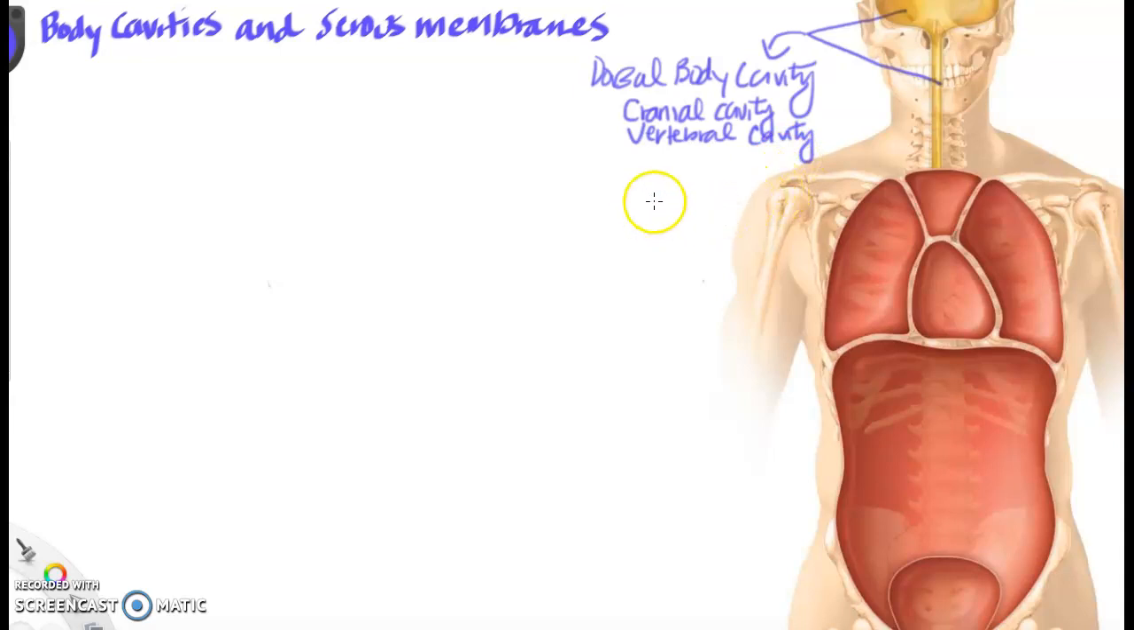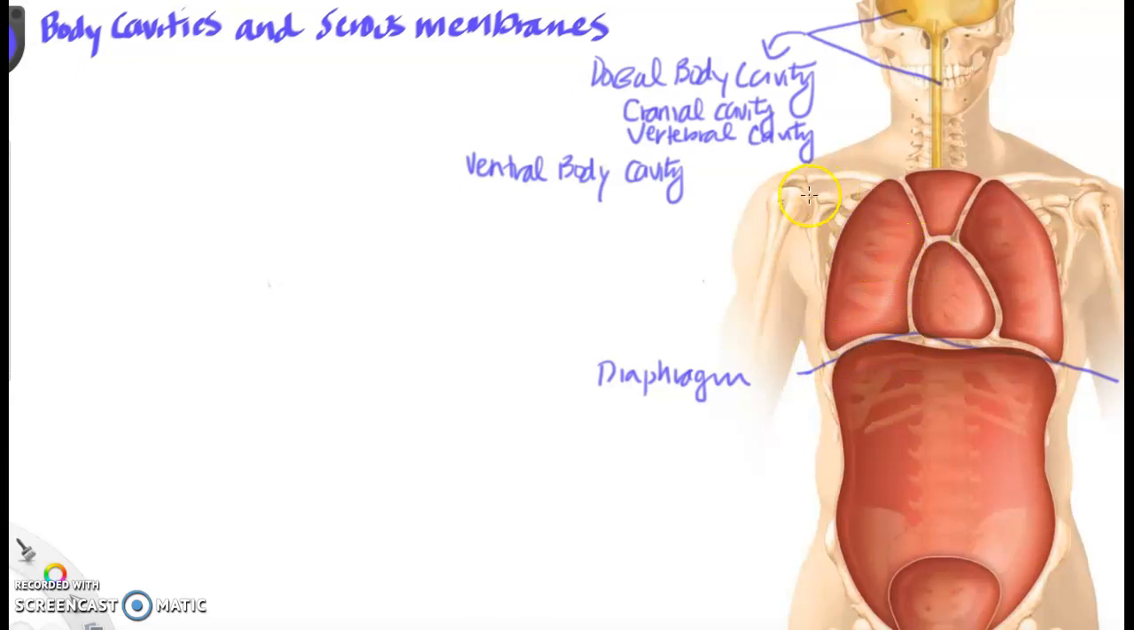All other organs are going to be located in the ventral body cavity, which is what I've shown here. So the ventral body cavity is cut in half. Okay, and it's divided by a structure called the diaphragm. The diaphragm is just a muscle. It's like a dome-shaped muscle under your ribs that allows you to breathe.